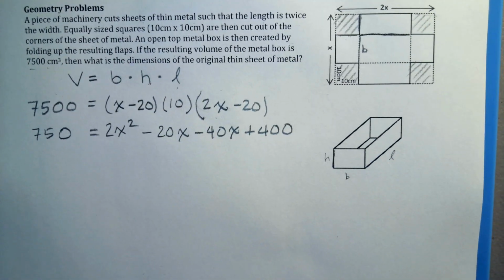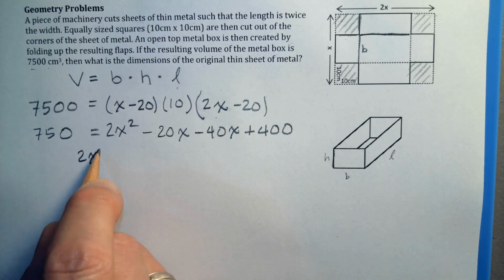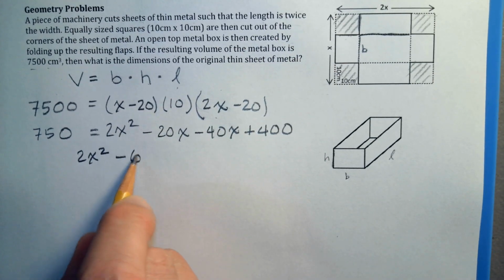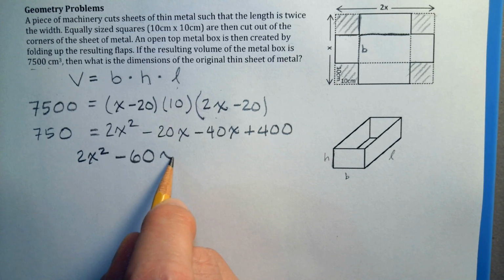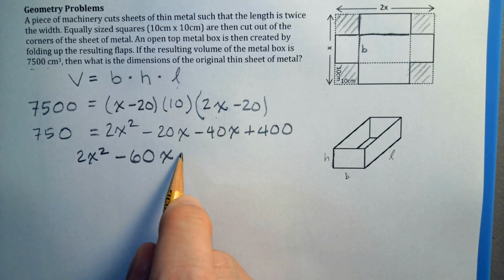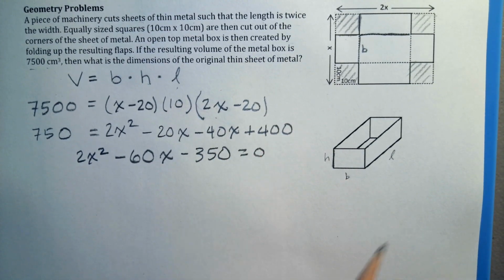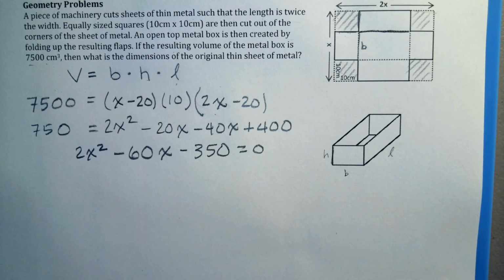Okay, and let's again bring all that together, simplify these like terms, and then bring the 750 over. So that gives us 2x squared minus 60x. And then when we bring the 750 over, we subtract that, so that'll be negative 350, and that should be equal to 0. All right, so we want to solve this thing.